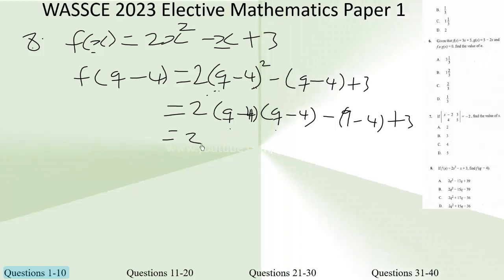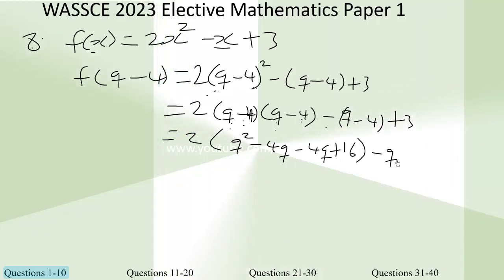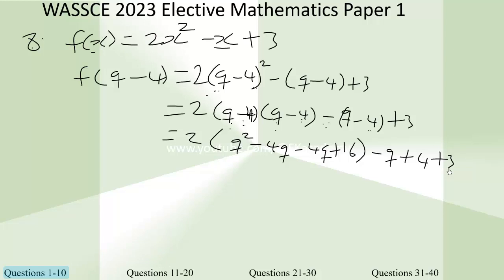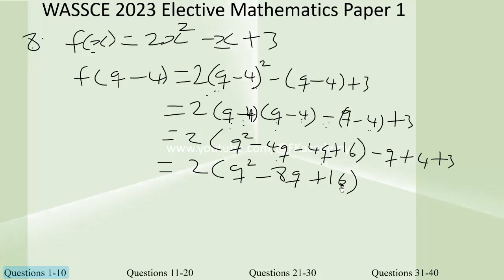This time this will give you q squared, and this will give you minus 4q, and this will give you minus 4q again, and this will give you plus 16. And we expand here, q times negative 1 is negative q, and negative 1 times negative 4 is positive 4, plus 3. So this will give us 2 into q squared, negative 4q minus 4q is minus 8q, then we add it to 16. Then we have minus q plus 7.